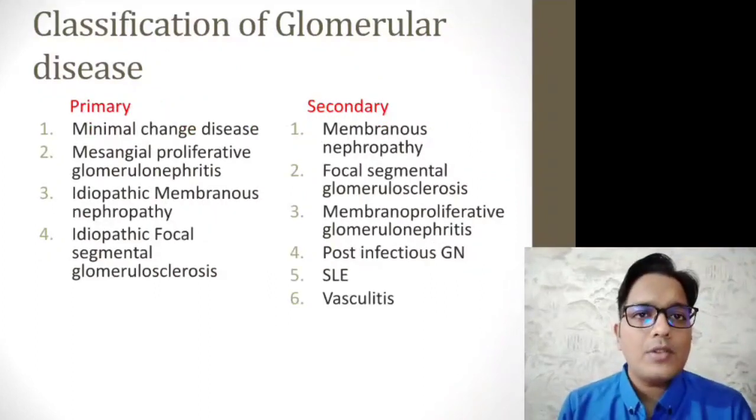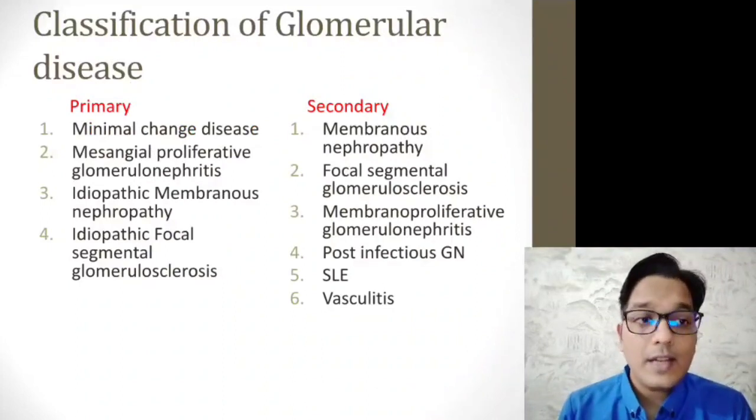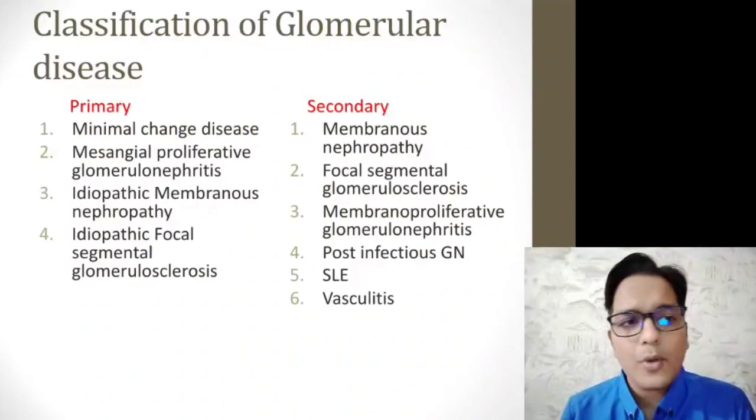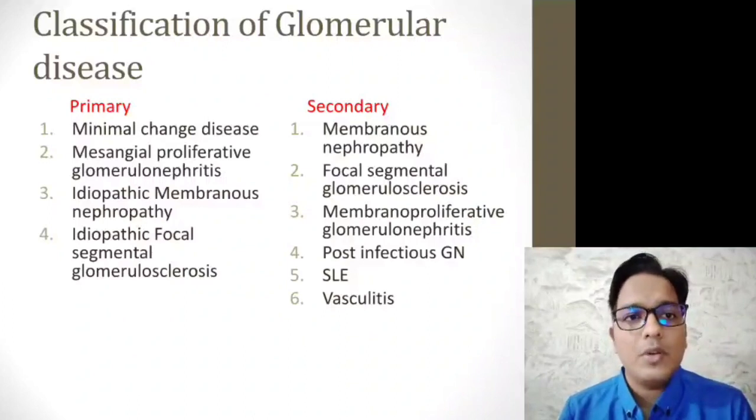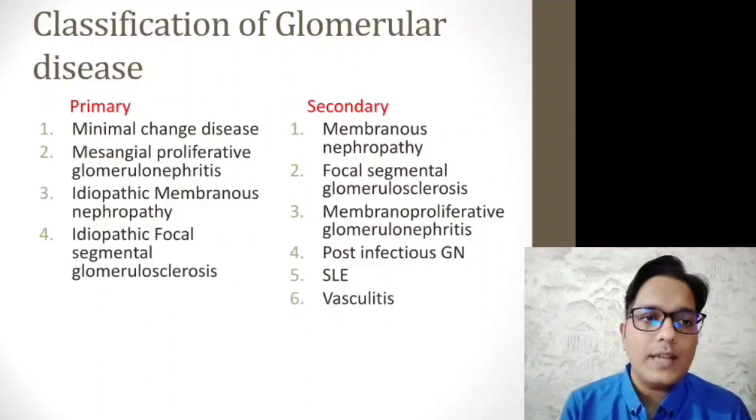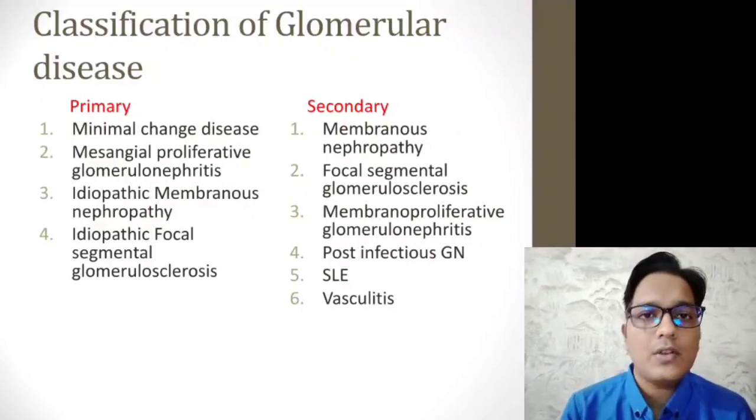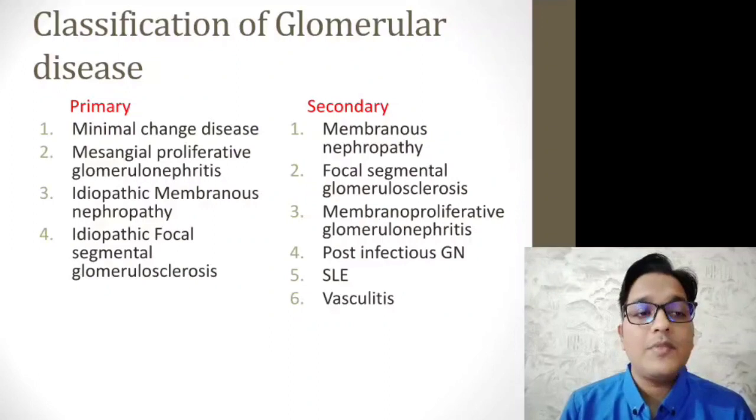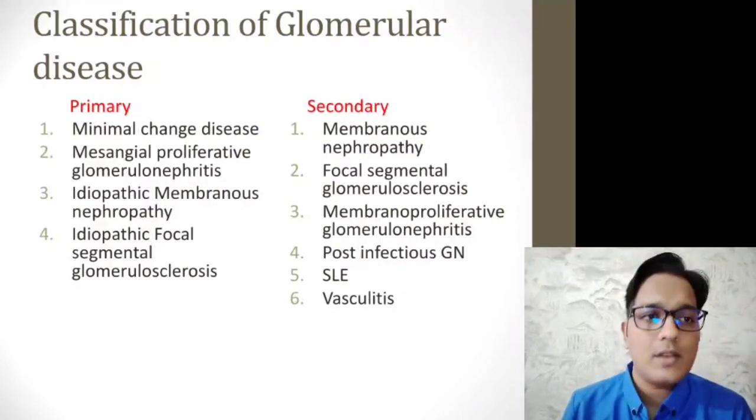Now we talk about the other classification, according to etiology. It is very important to understand the etiology of glomerular disease. The primary ones are those where we cannot find the etiology, called idiopathic. Number one, minimal change disease, number two, mesangial proliferative glomerulonephritis, number three, idiopathic membranous nephropathy, number four, idiopathic focal segmental glomerulosclerosis. These are the idiopathic causes of glomerulonephritis.